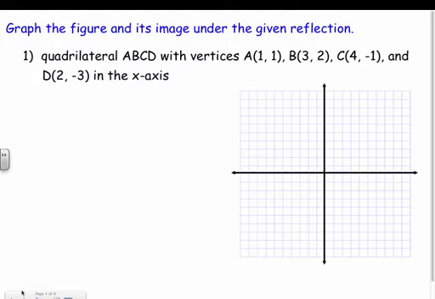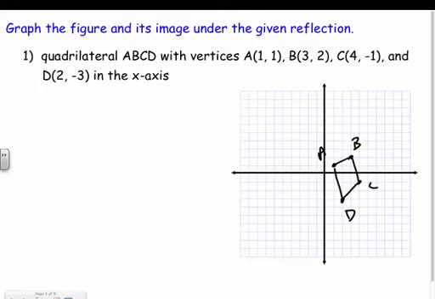So it says graph the figure and its image under the given reflection. So let's graph the figure first, A, B, C, D. So I got A at (1, 1), B at (3, 2), C at (4, -1), and D at (2, -3). Oh, I want to go down 3 then, don't I? (2, -3). A, B, C, D. Okay, so there's my quadrilateral.